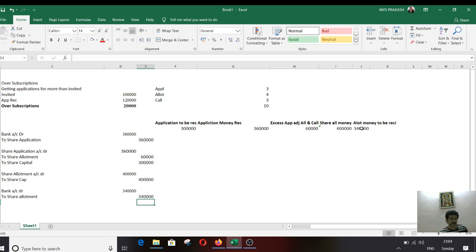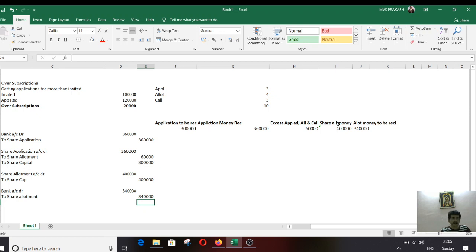So with this, we have discussed the concept of oversubscription as well as the pro rata. We'll do a few problems based upon this once we finish off the entire critical concept. If this is clear, we'll move on to share forfeiture: when shares are issued at par, when shares are issued at premium and premium is not received, and shares are issued at premium when premium is received.